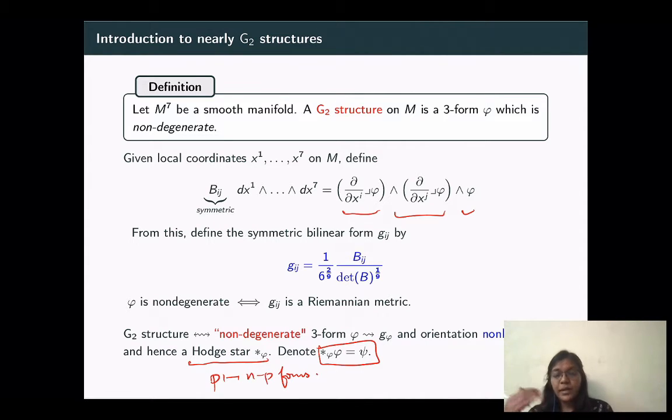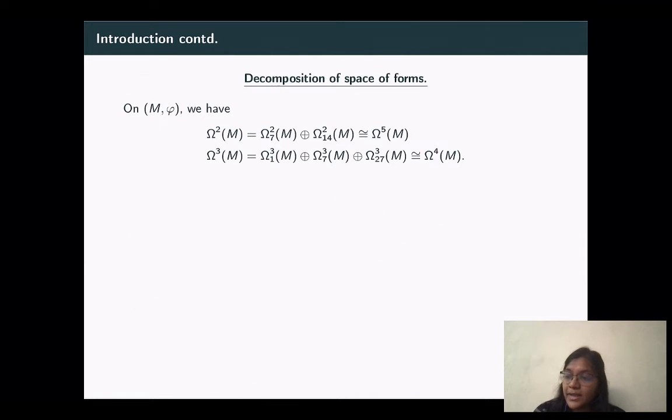So this is what a G2 structure on M is. It's defined simply by a 3-form, which itself defines everything. It defines the metric, it defines an orientation, and thus it also defines a Hodge star, and if we take the Hodge star of the 3-form itself, we get the 4-form psi. So this is one of the definitions of the G2 structure. We will later see another equivalent definition of the G2 structure using spin structures. Okay, so let's move on.